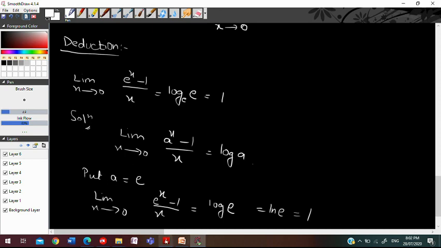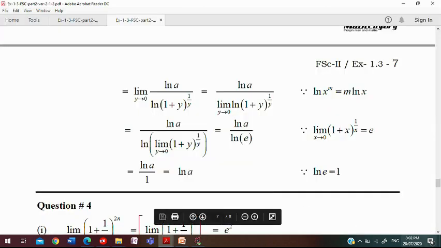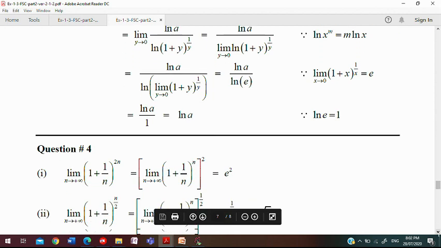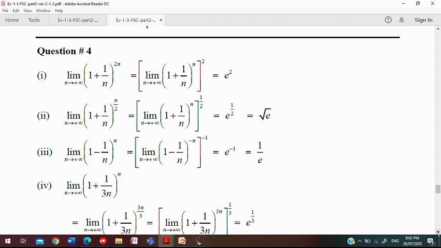Now the solution of our question number 4. You can see question number 4 looks very difficult, but when you solve these questions, they are very simple, and they are solved in just one statement. Here we have, in the first part, limit n approaches to infinity, (1 plus 1 by n) power 2n. In these questions, there is no need to prove the theorems. You just use the statement of the theorem and solve the question.